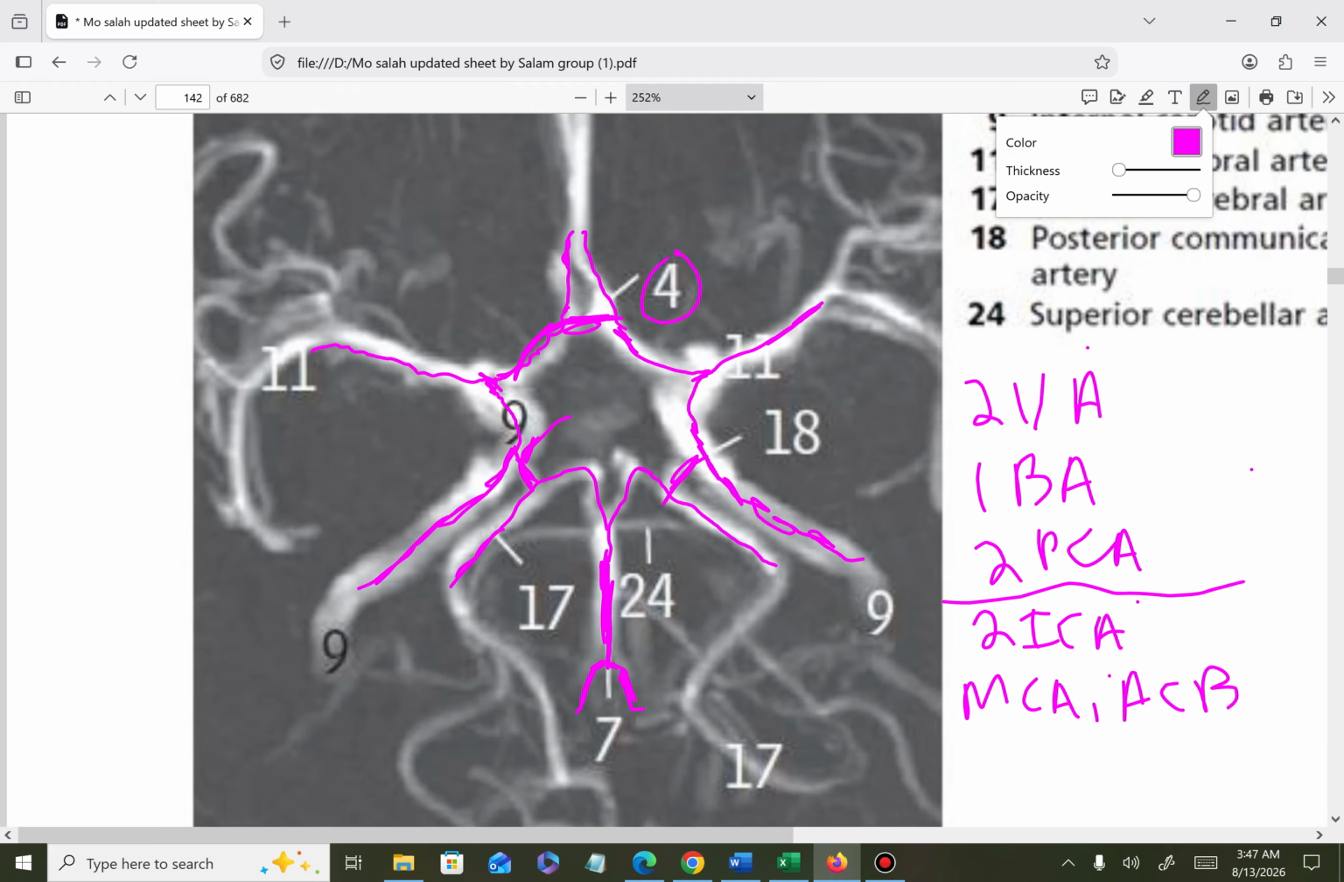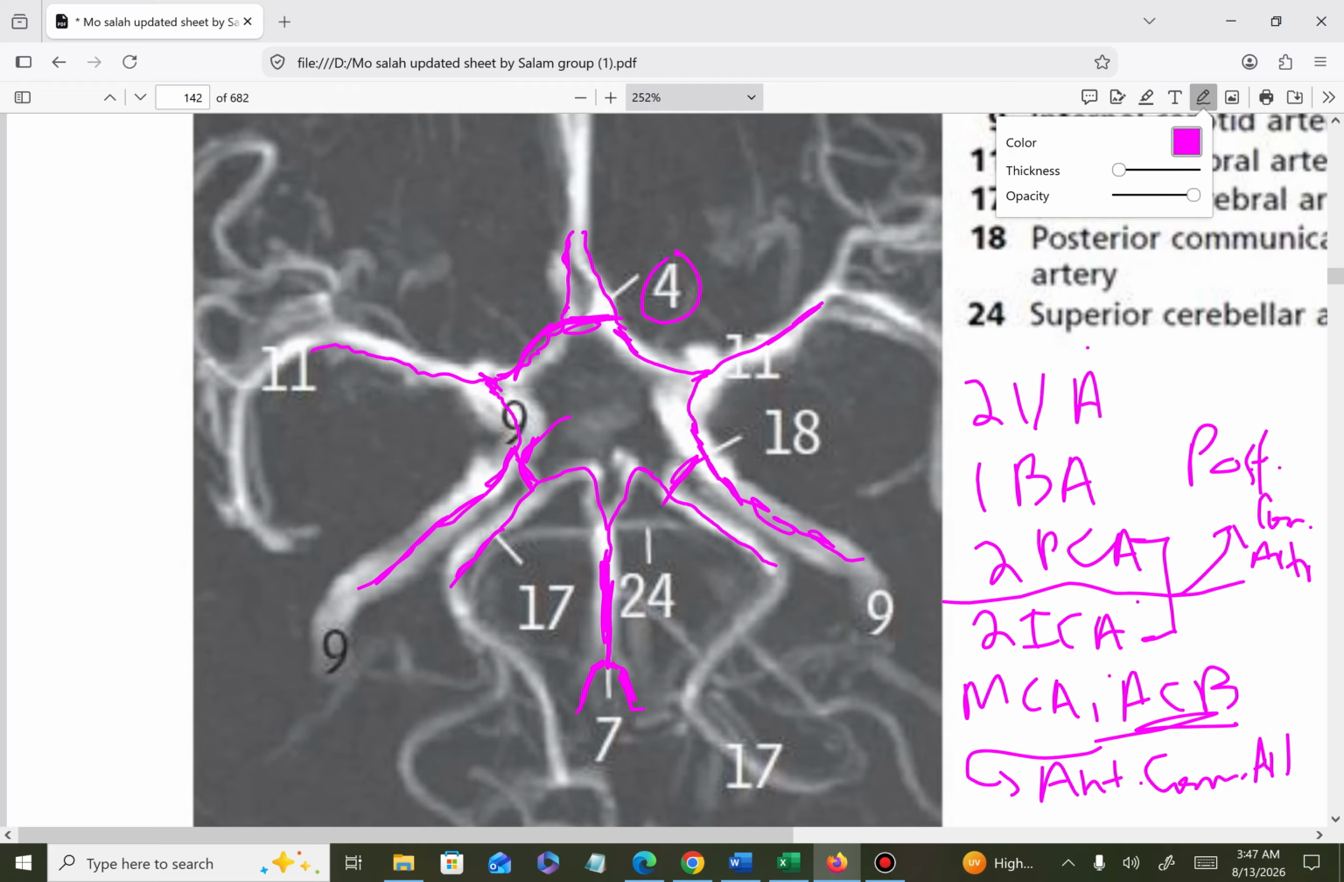Okay, the internal carotid artery and the posterior cerebral artery communicate through the branch of the internal carotid artery, which is the posterior communicating artery. While the two anterior cerebral arteries, one on each side, communicate through the anterior communicating artery. Okay, so this is the summary of the circle of Willis.